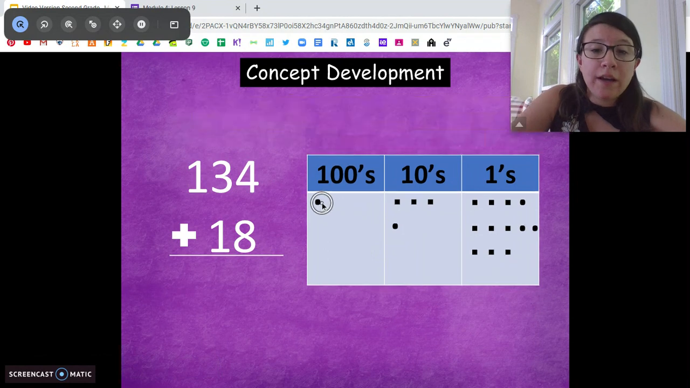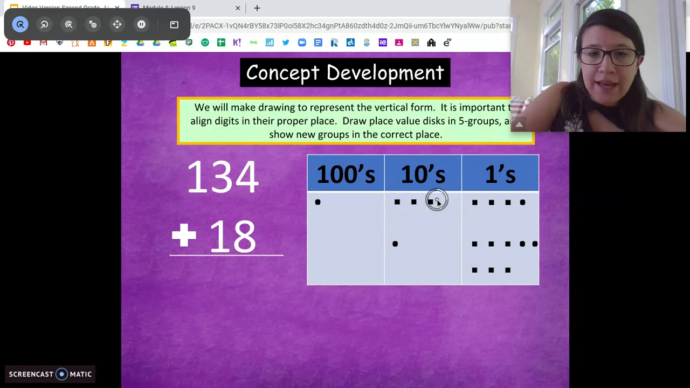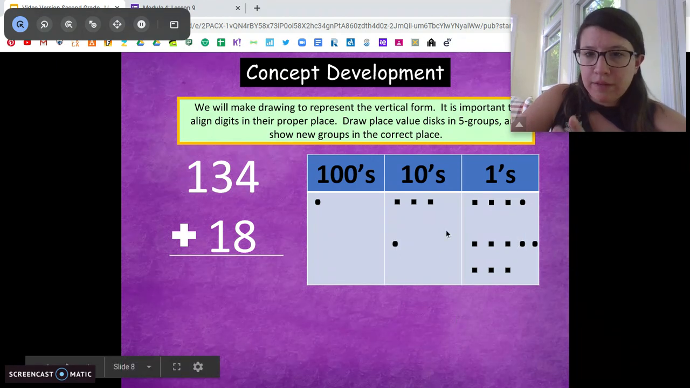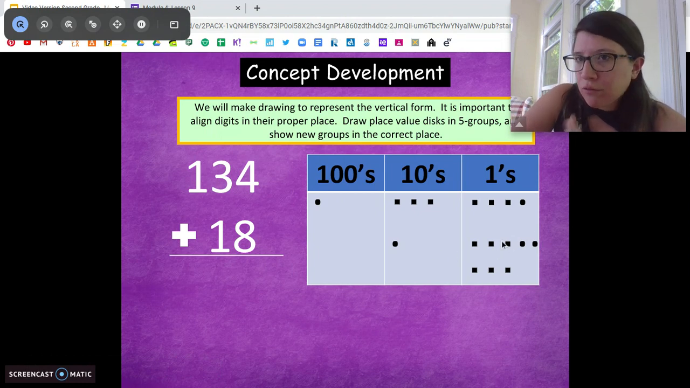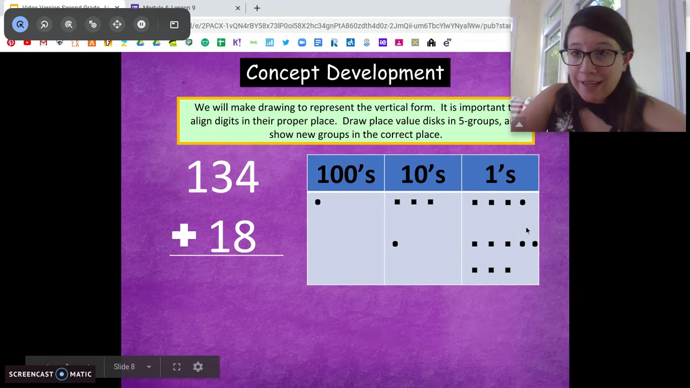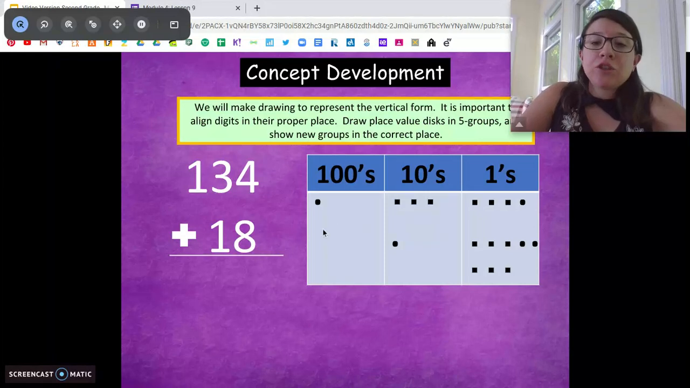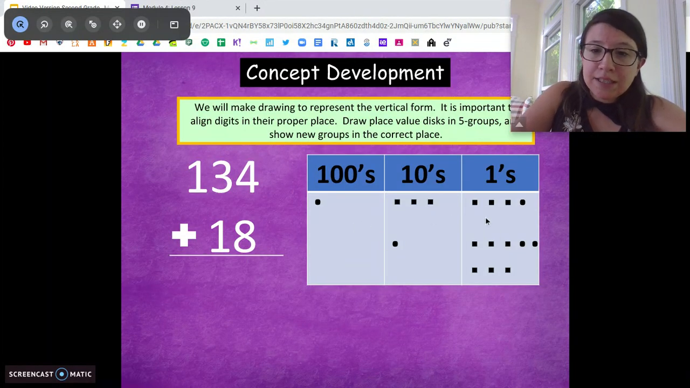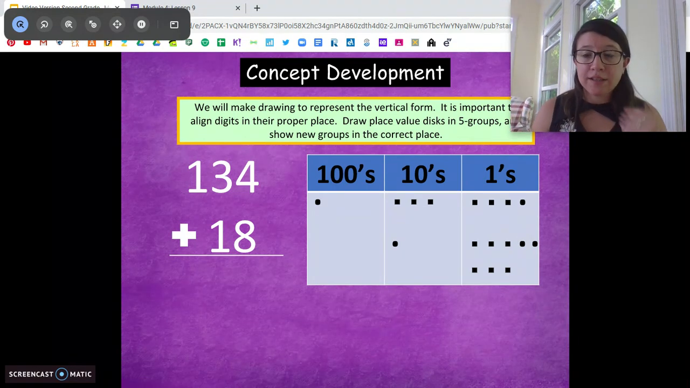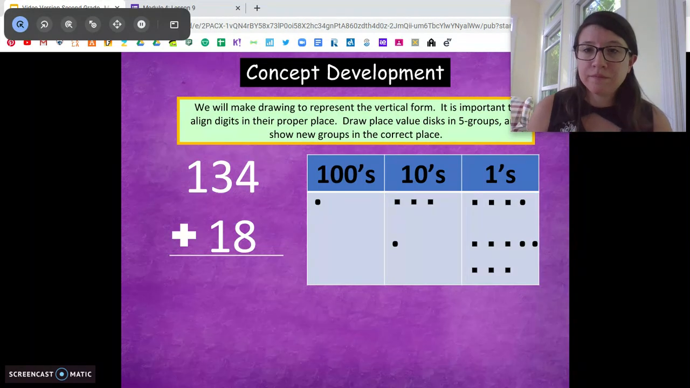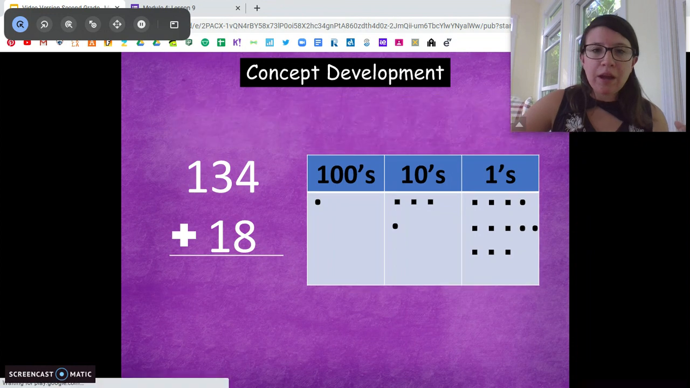So you're going to draw 100, 3 10s, 4 1s, and then you're going to draw 1 10 and 8 1s for 18. Again, make sure you draw it in the 5 group, like in a 10 frame, 5 group type of thing, so that you can easily see how many are there. And make sure you leave a little bit of a space in between so that you see the 134 plus the 18. Okay, so go ahead, pause, and do that on your paper now. Good? Okay, here we go.